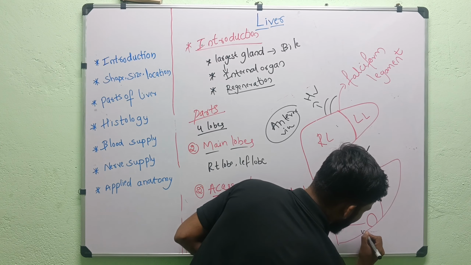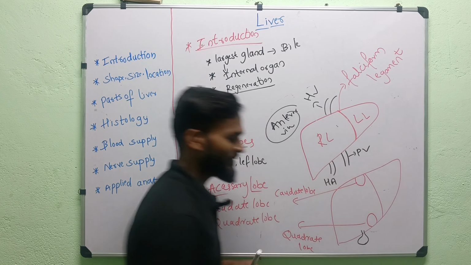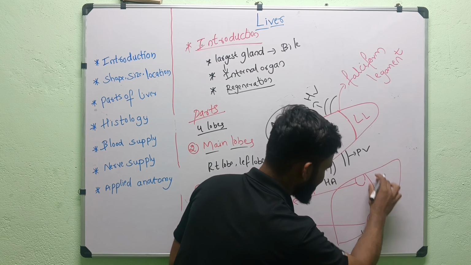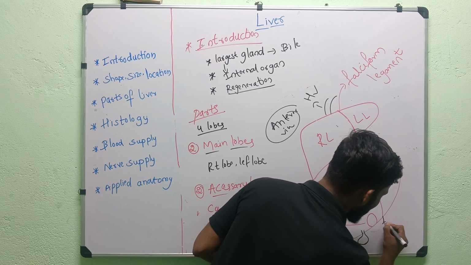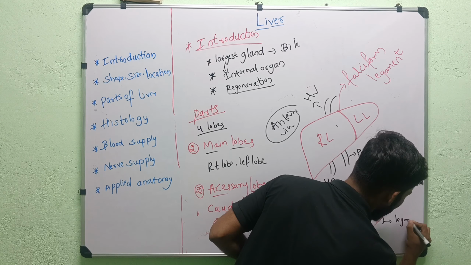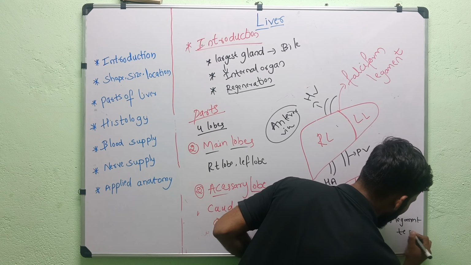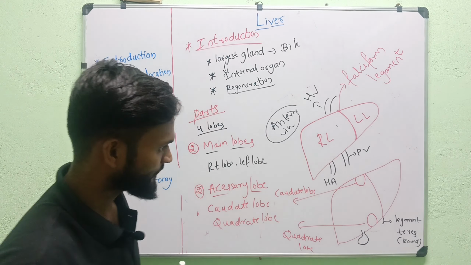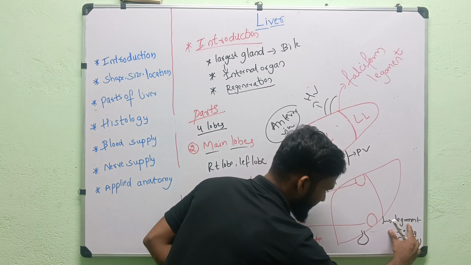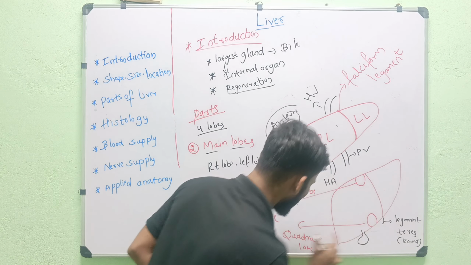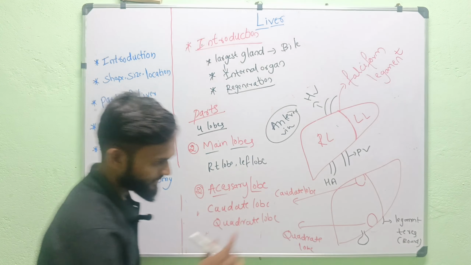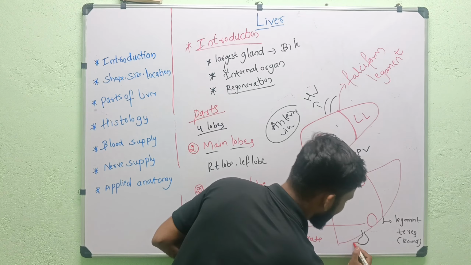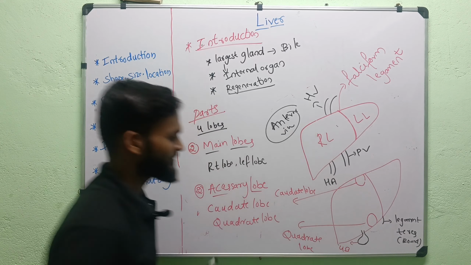On the posterior side, there is the gallbladder, this area, and this is a ligament known as the falciform ligament. It continues and becomes one specialized ligament known as the ligament of Teres, also known as the round ligament. Then in between the ligament of Teres and the gallbladder, there is the quadrate lobe. The quadrate lobe is located between your gallbladder and the ligament of Teres. This is your gallbladder, GB.